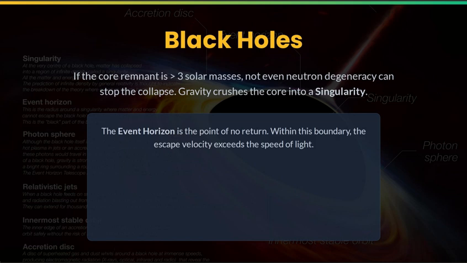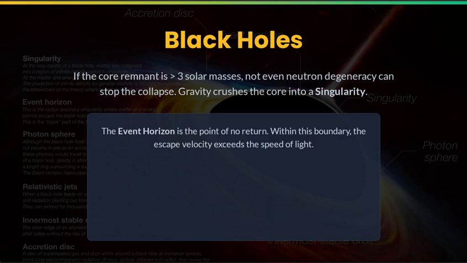But black holes. If the core remnant is greater than 3 solar masses, not even neutron degeneracy can stop the collapse. Gravity crushes the core into a singularity, and that will create a black hole. And I'm pretty sure if you shrink the Earth down to a grape or a golf ball, then that would create a black hole. It's between those two, but I forgot which one.